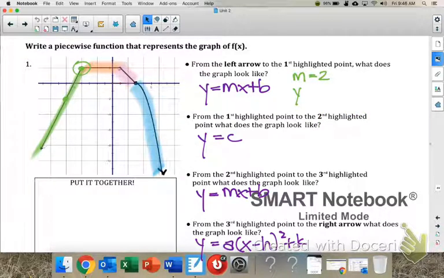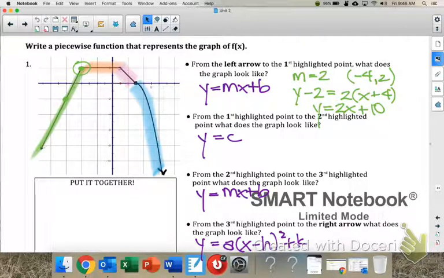So using my point, negative 4, up 2, it should be y minus 2 is equal to 2 times x plus 4. There we go. Distributing and solving gives me y equals 2x plus 8, and when I add 2 to the other side, that gives me 2x plus 10 for that green section. The orange section, like I said, should be very easy to write. It's a horizontal line at 2, so it's y equals 2.